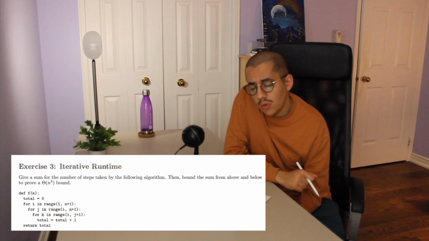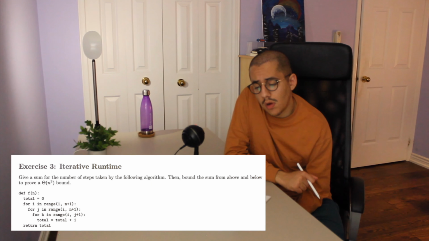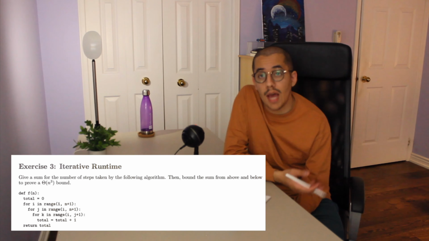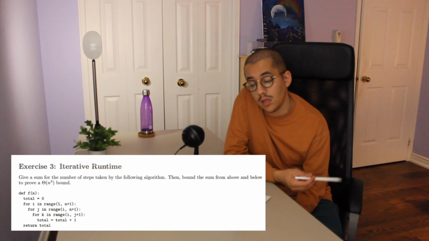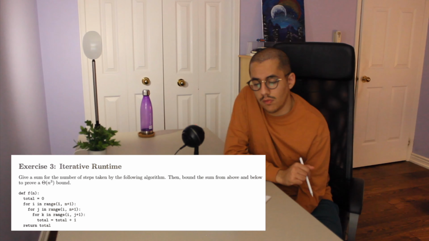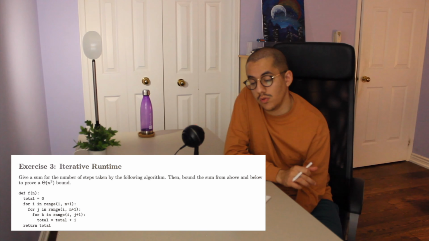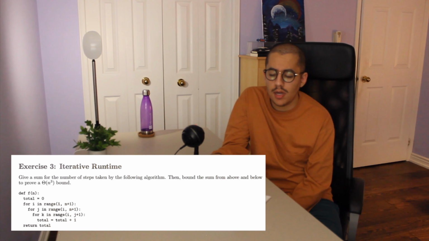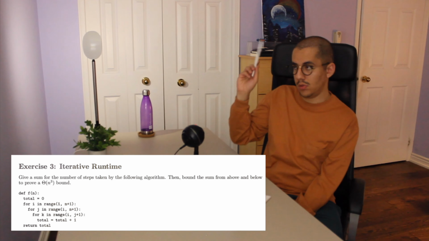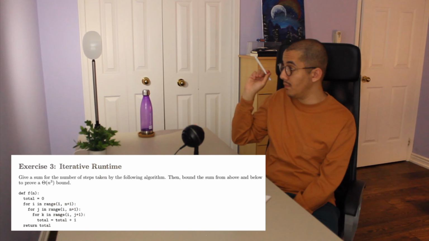Now, when you go, i goes from a range of 1 to n, and j goes for a range of i to n, and then for k in the range of i to j, and then we keep adding 1. A nice way of putting it is, if I point, it should come, so.